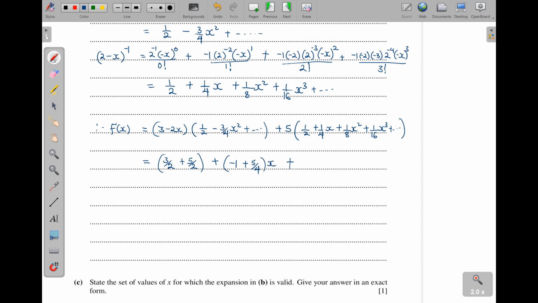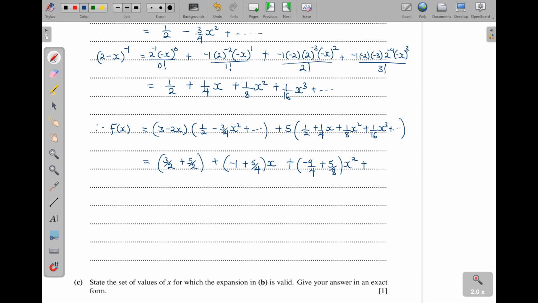And then the terms that are going to end in x squared, this 3 will multiply with this one here, which will give us negative 9, okay? Negative 9 over 4, okay? This one, when I multiply with this one, it will give me cubed, so I will come back for it. Now, 5 times this one here, it will give us 5 over 8. So plus 5 over 8. This one is for x squared.